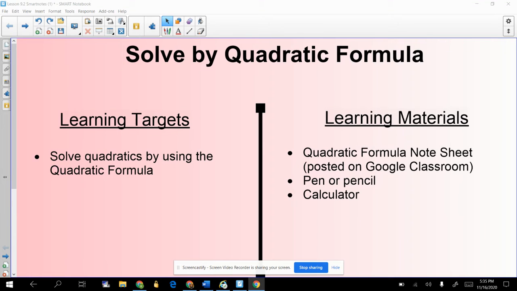Hi guys, welcome back. Today we are going to talk about our last way to solve, which is by using the quadratic formula. Hopefully you guys have heard of the quadratic formula before, but you will need your quadratic formula note sheet, which is posted on Google Classroom, and you'll want a pen or a pencil and your calculator.